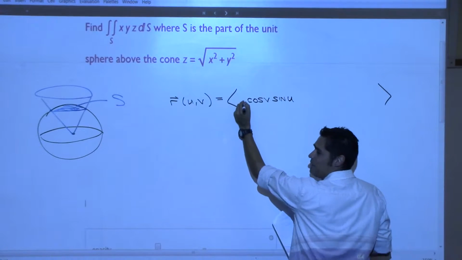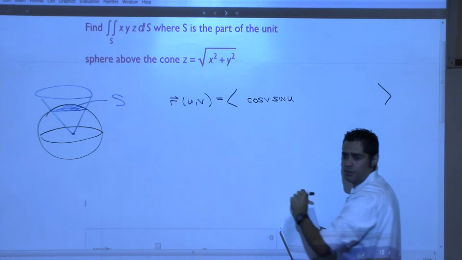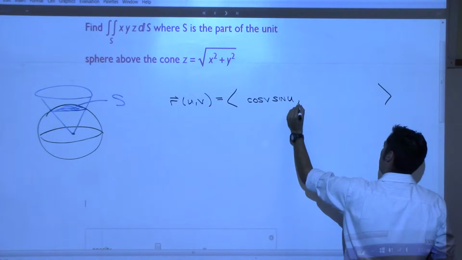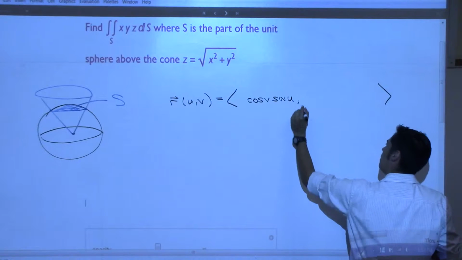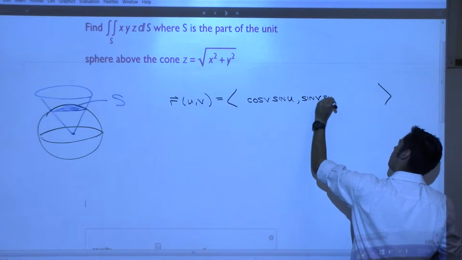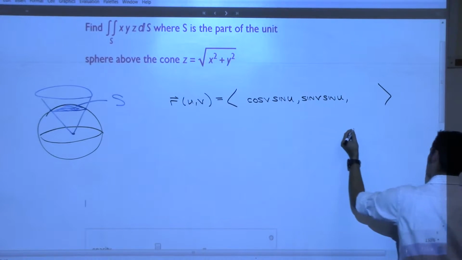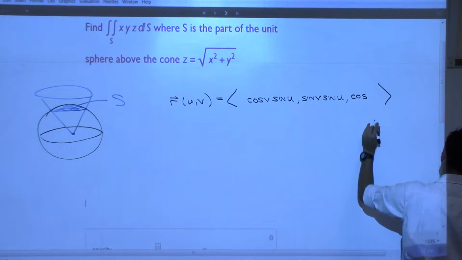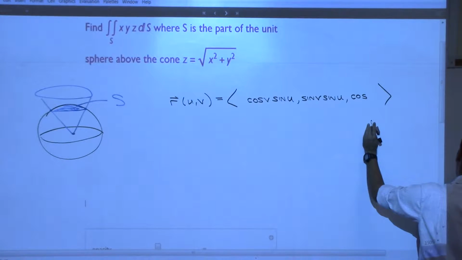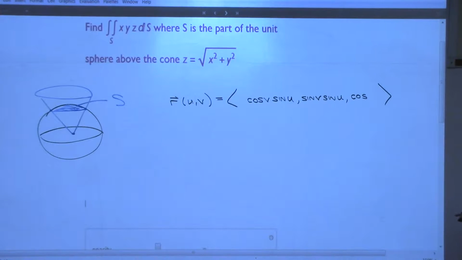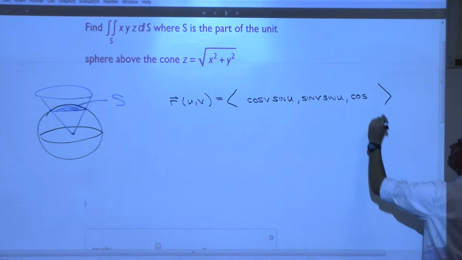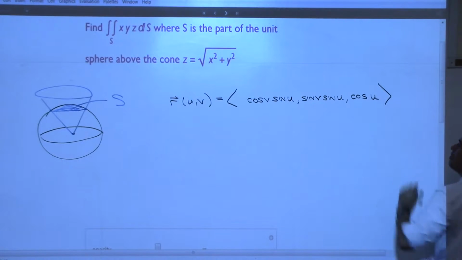Now, I actually have a 1 out here, right? Because it's a unit sphere. And then what? Sine v sine u. And the last one, cosine u. Okay. I want to make sure you all understand where that comes from?